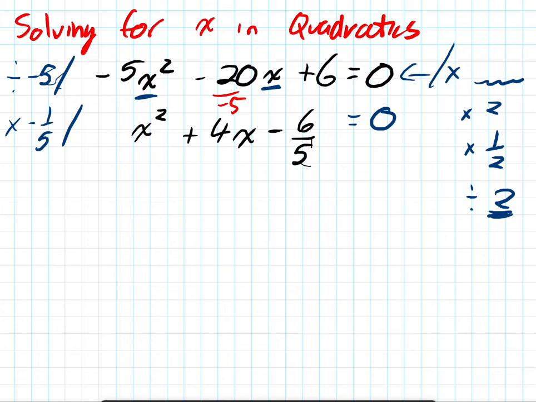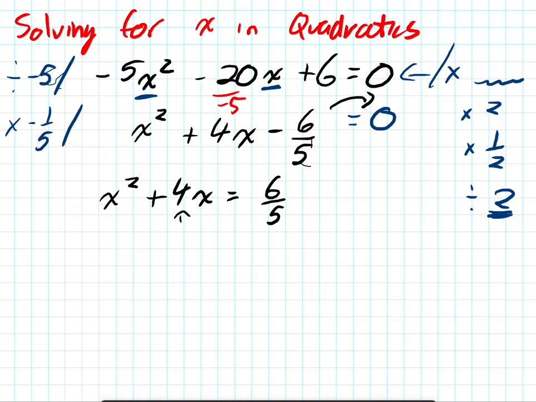Okay? Now that we've done that, we can try to make a perfect square trinomial out of this, instead of going through our quadratic formula. So let's move -6/5 to the other side of the equation. So we get 4x, and that's going to be equal to positive 6/5. And now, to make a perfect square trinomial, this is a nice whole number in this case. Okay?